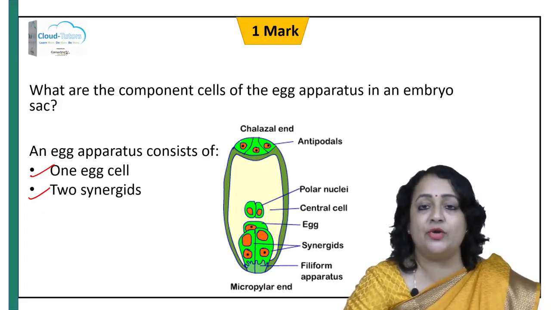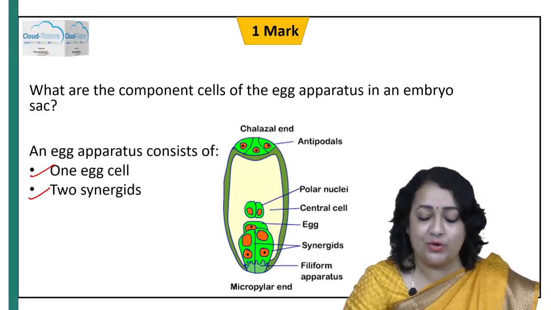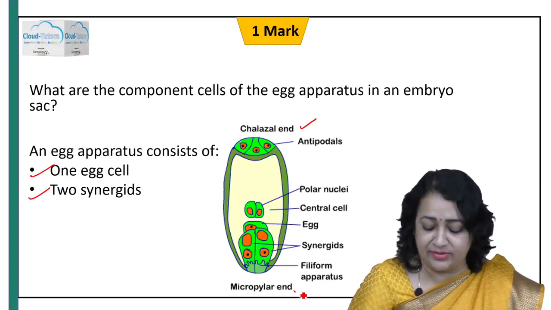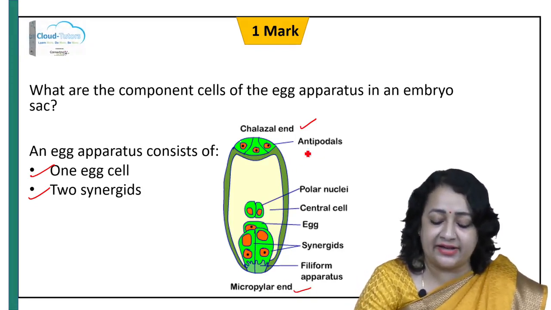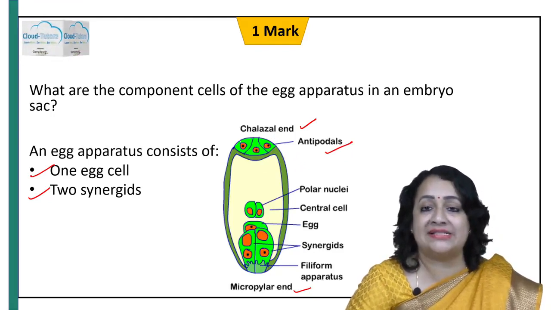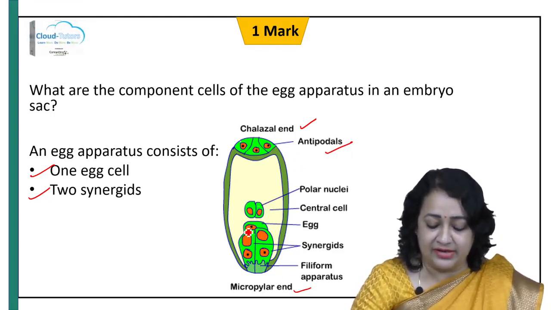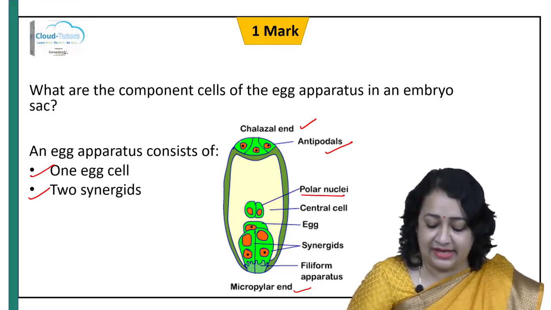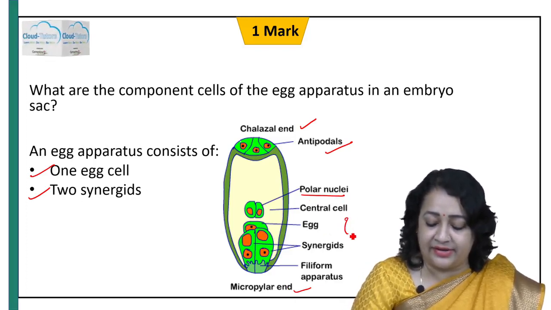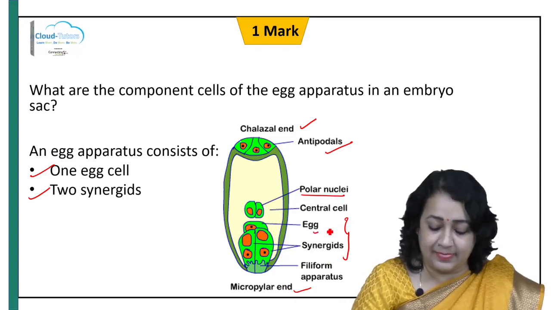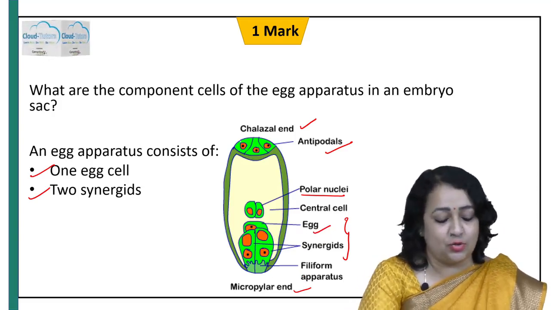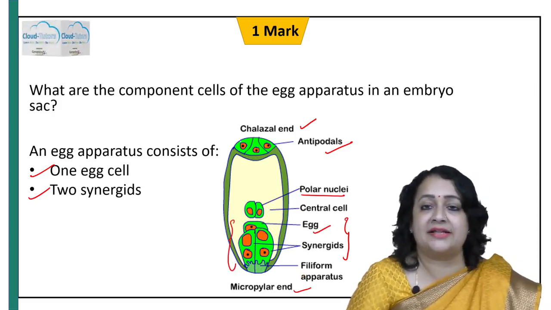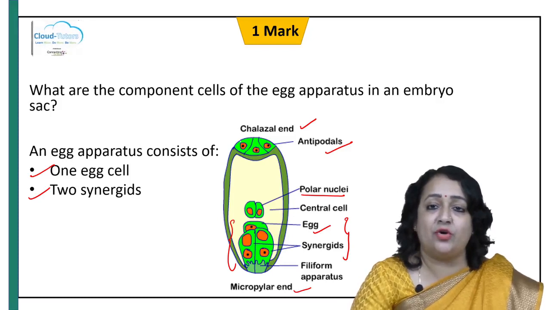So this is the embryo sac, and let's understand the structure of an embryo sac now. In the embryo sac, we have the chalazal end and the micropylar end. At the chalazal end there are three nuclei forming the antipodal cells, and here we have a set of two nuclei forming the polar nuclei in the central cell. At the micropylar end we have the egg apparatus, which constitutes the egg cell and the two synergids. So one egg cell and two synergids together form the egg apparatus of the embryo sac.